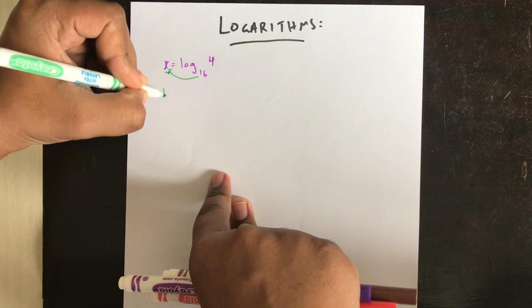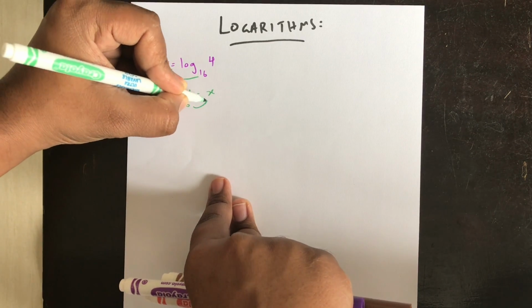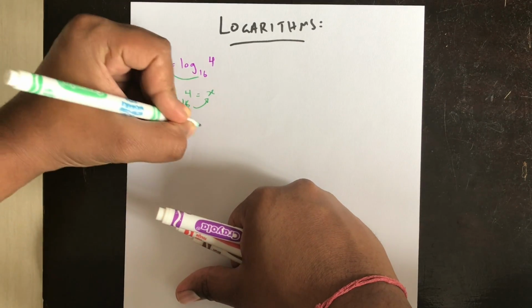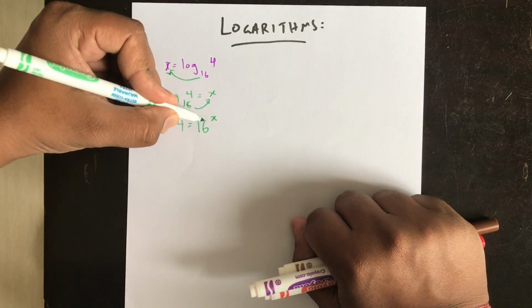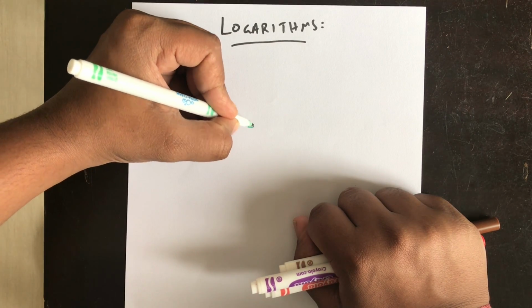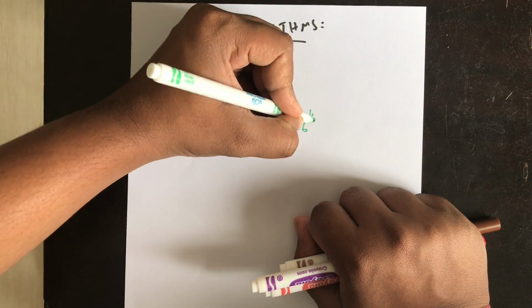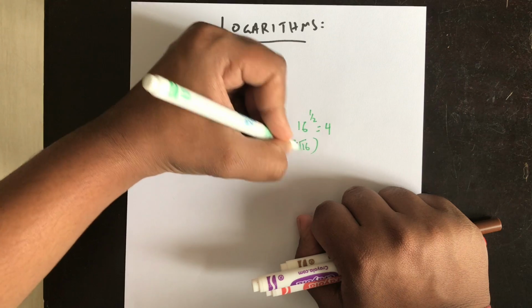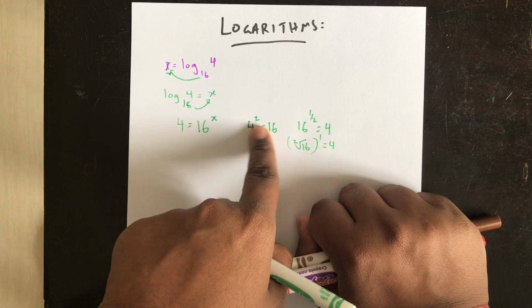If you aren't really understanding this, you can write it in this form, is equal to x. So I'm moving the 16 to the other side of the equation, so my log goes away. So I have 4 is equal to 16 power x. Now 16 can be represented in terms of powers of 4, because 4 squared is equal to 16. Therefore 16 power a half is equal to 4. This is the same as square root of 16 power 1, which is equal to 4. So 16 is equal to 4 squared.